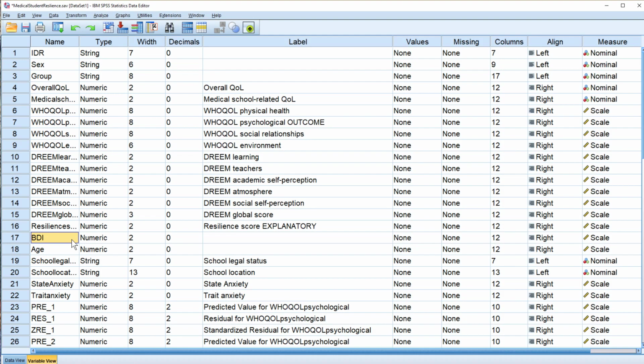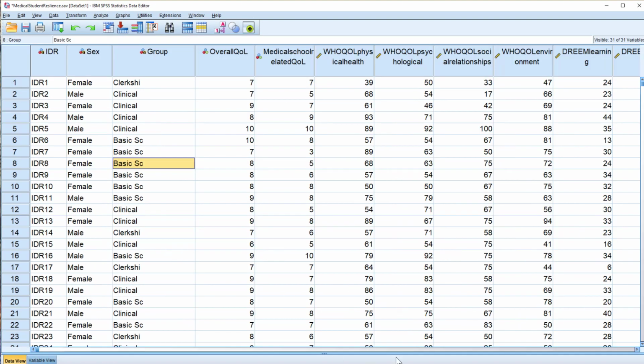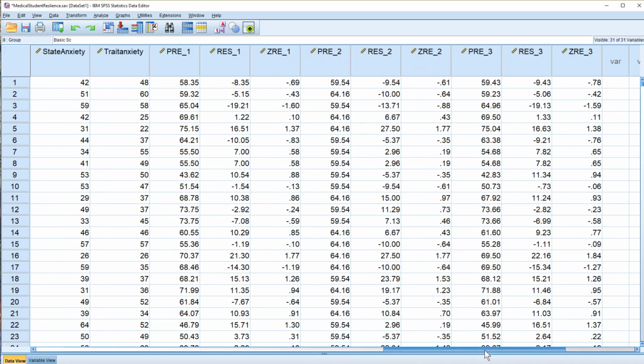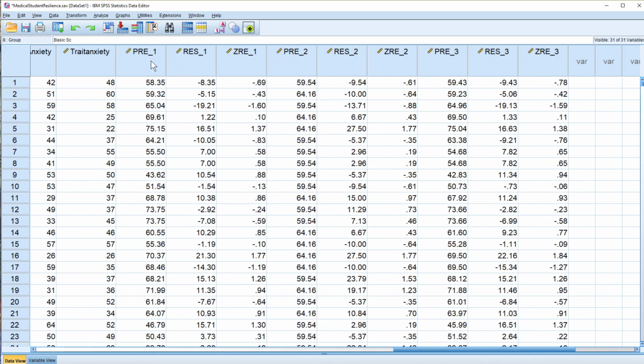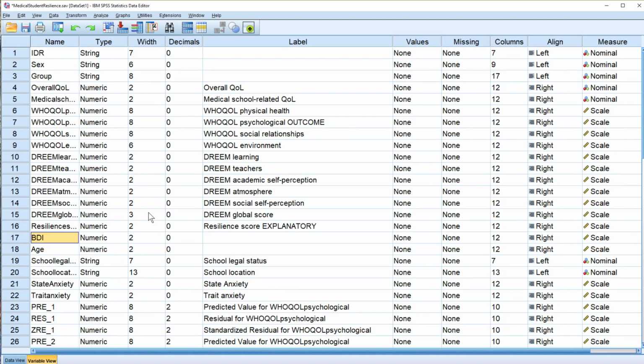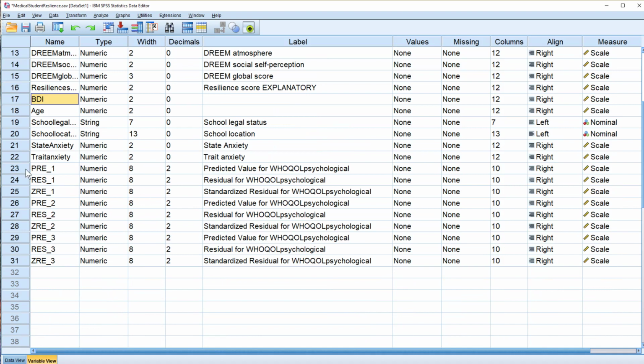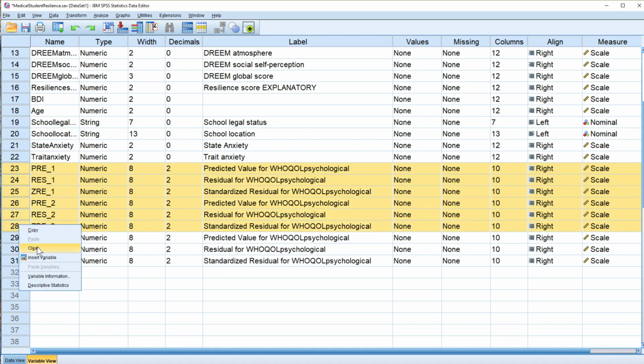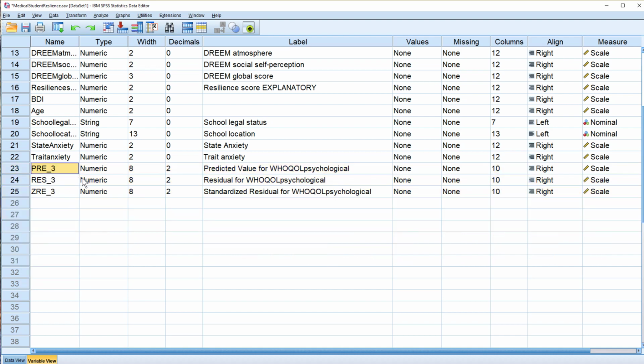So if I go to our data view, you can see that we've got a few sets of residuals. So predicted one, residual one, standardized residual one, and then two, and then three. That's because I had those boxes ticked and I ran the model three times. So you've got to be a little bit careful when you're doing this or else you'll end up with dozens and dozens of extra columns. So what I'm going to do is clear out the first ones and just have a look at my last set of residuals.